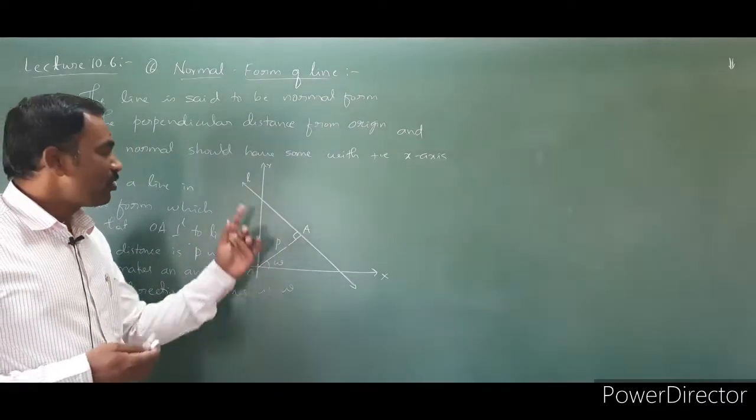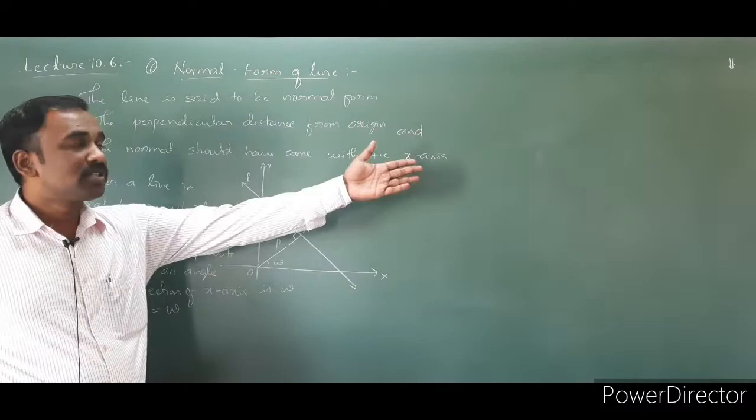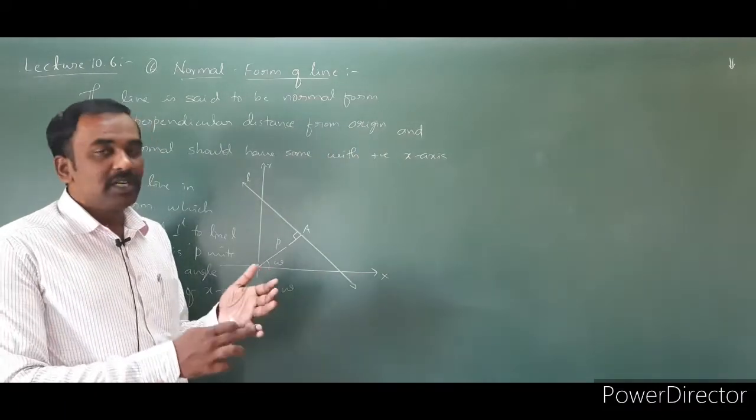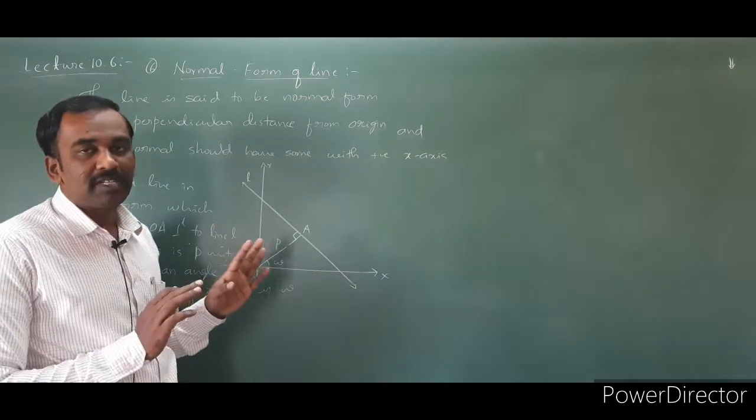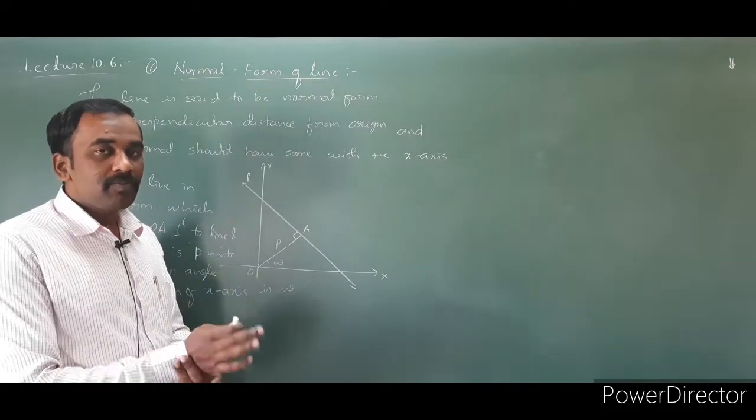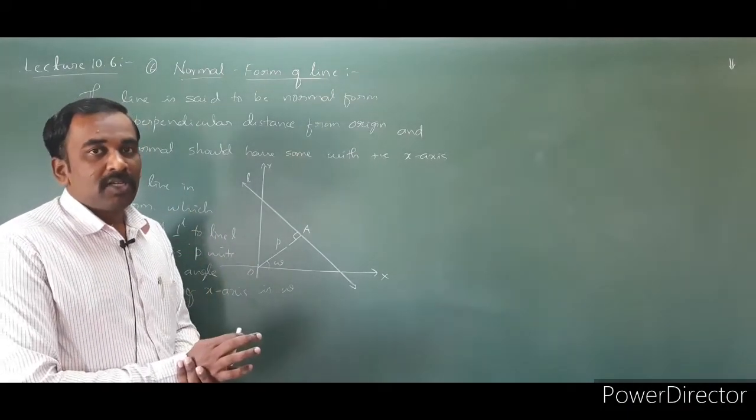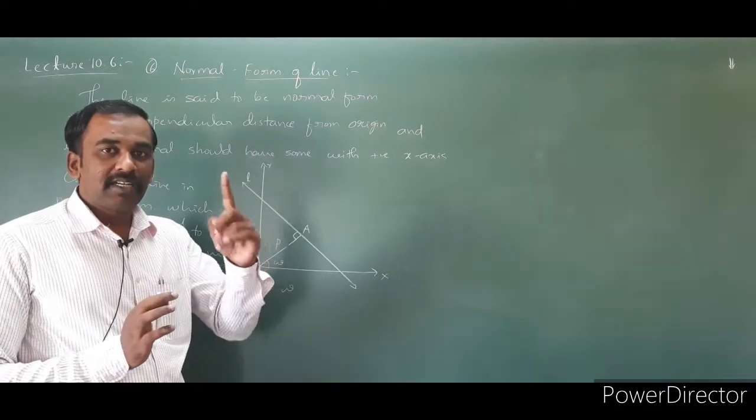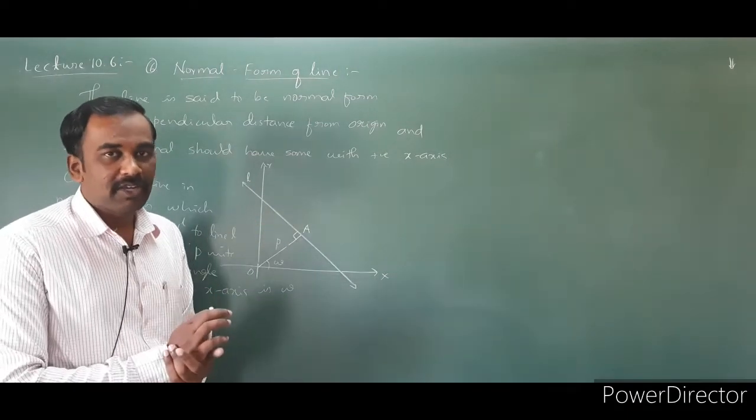Next, here I need to find the equation of the line. To find the equation of the line, what are the forms? We know that previously: vertical, horizontal. This is not a vertical line, this is not a horizontal line. First form is neglected. Next, slope point form. If we have one point and the slope of the line, we can easily find the equation of the line.